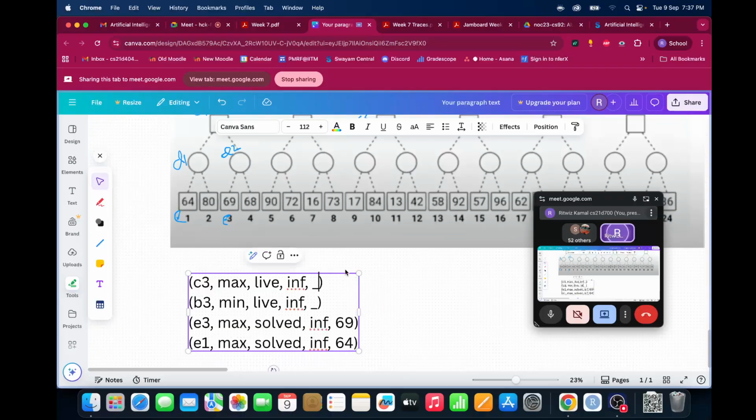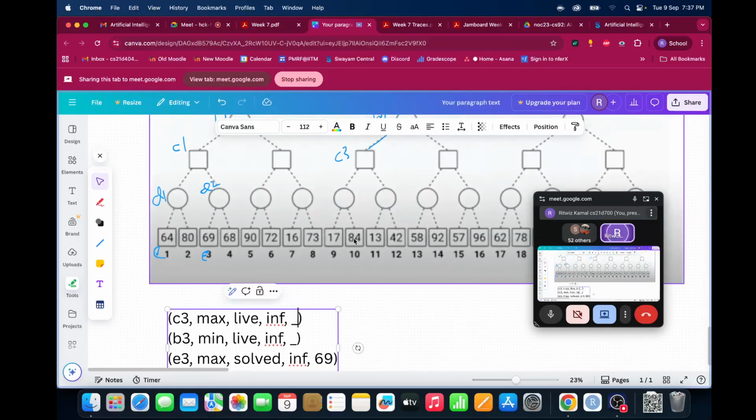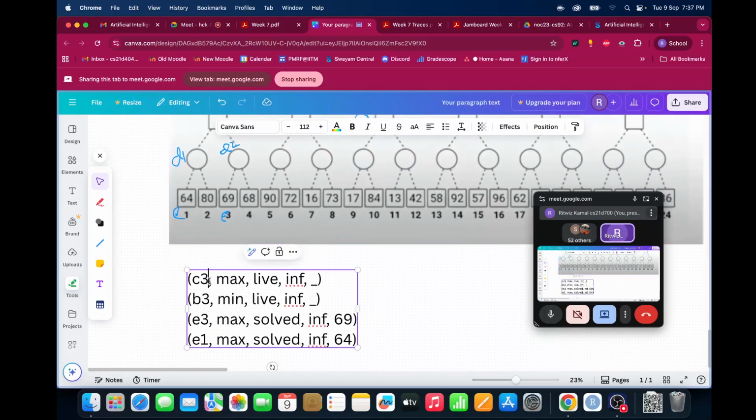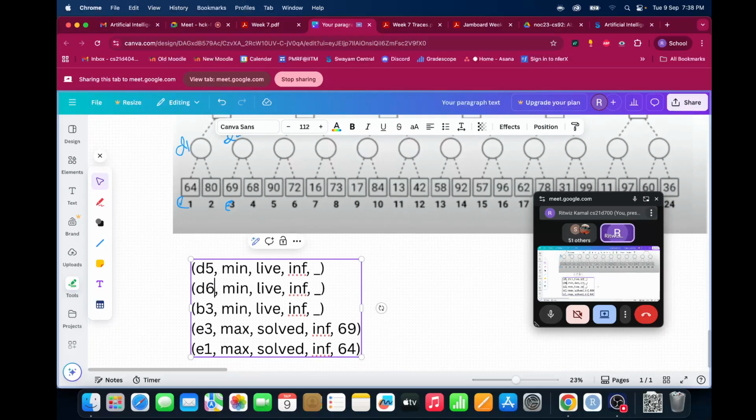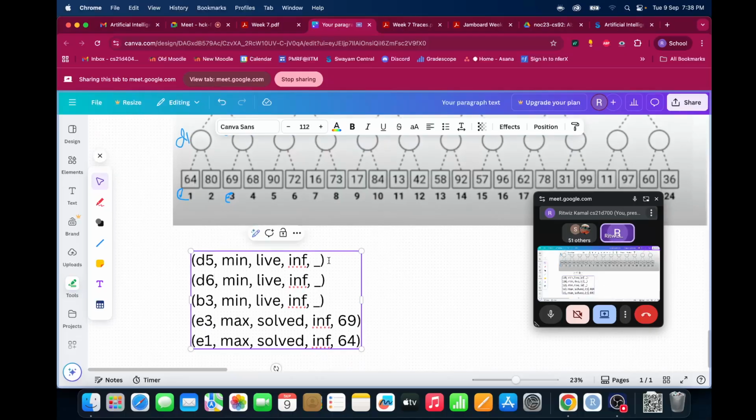Next, C3 will be popped, and what will be added? Can anyone tell me? D5. Yes, D5, just D5? D5, D6. Yes, both children of a max node, right? So both D5 and D6 will be added. So D5 as well as D6. Next, D5 is at the top.